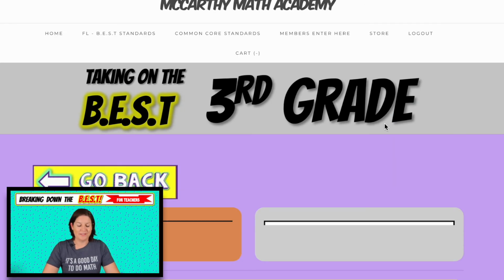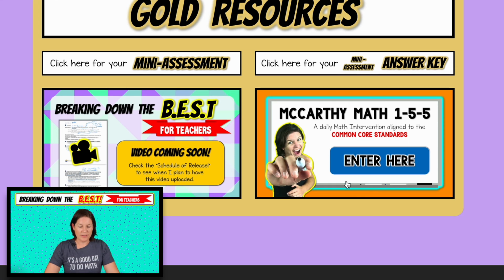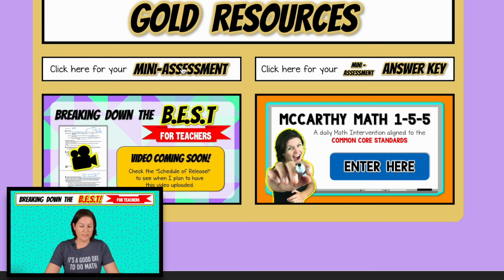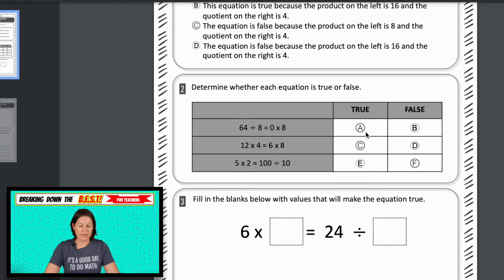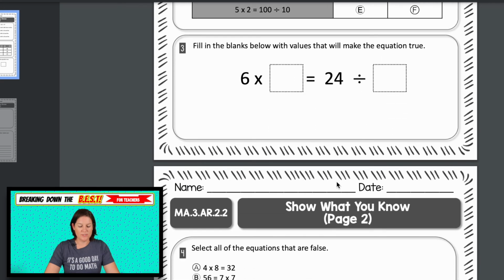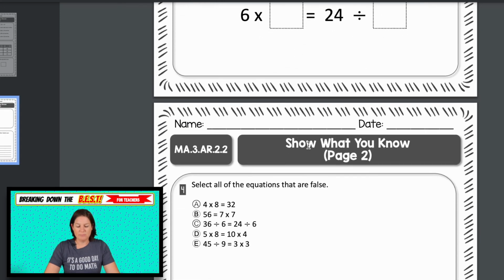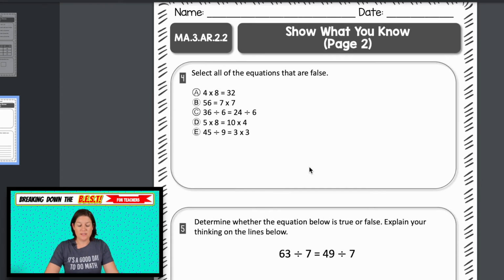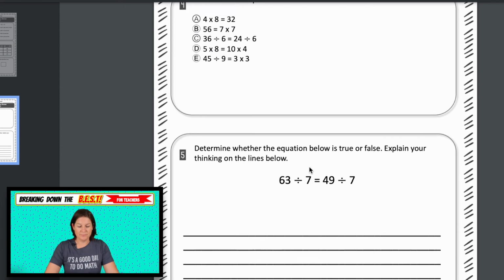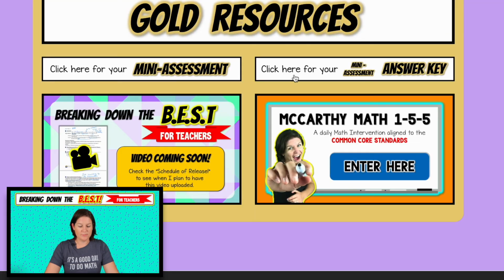Let's take a look at the gold plan. If you have the gold plan, you have your mini assessment. So here's a variety of question types that you can use. Again, it doesn't say mini assessment, it just says show what you know. So if your county provides you with assessments that you need to take, you can just use this as extra practice. Okay, variety of question types. You have your answer key right there.